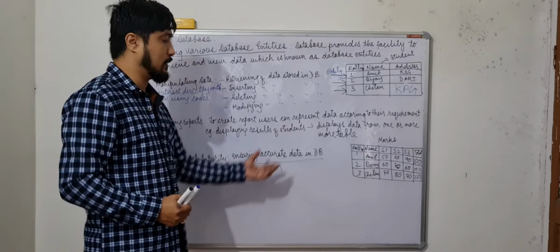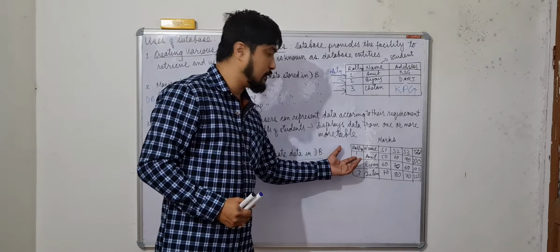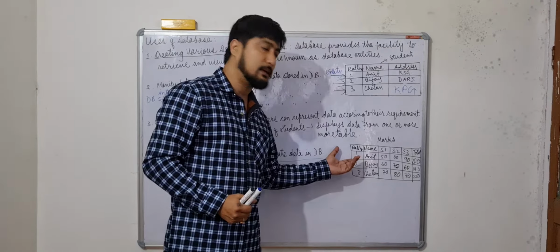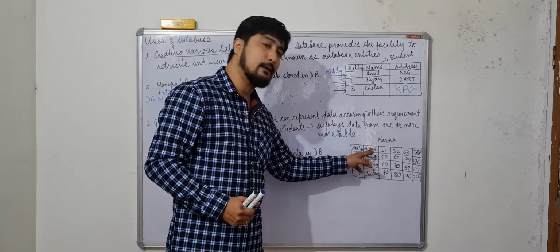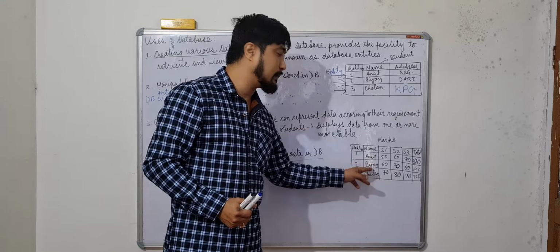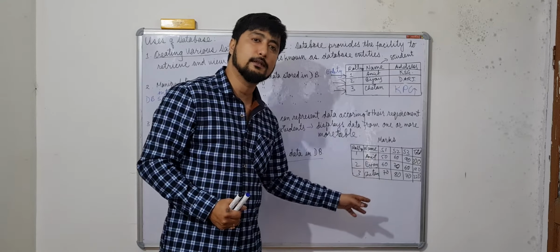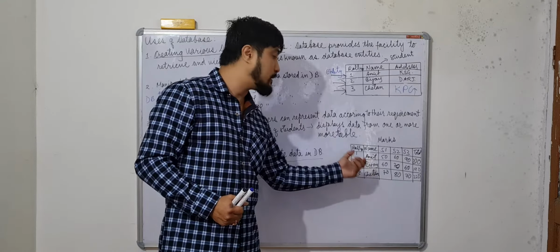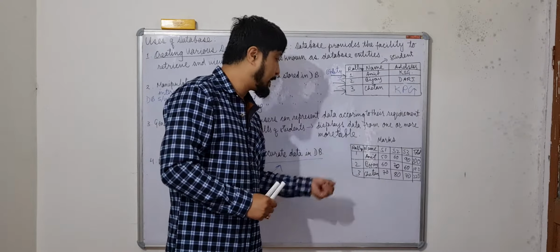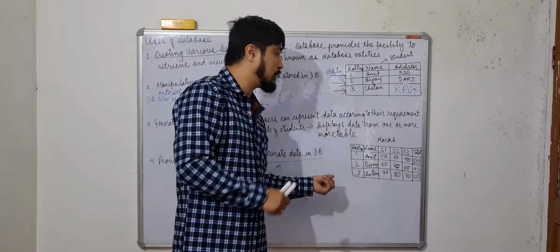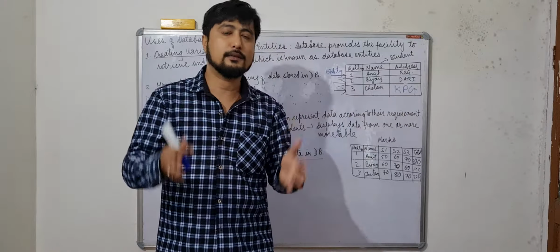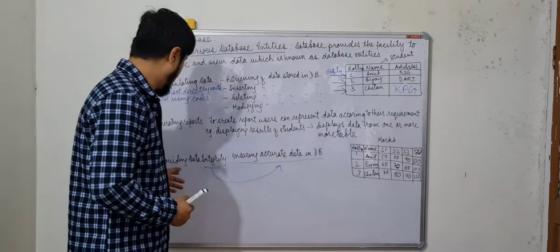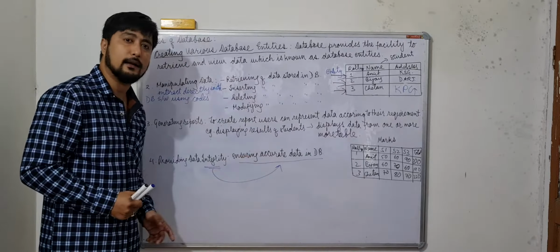Accurate data means what? In the roll number field we can store only numeric values, like 1, 2 and 3, and in the name field we can store only the name of a person or a student. That means ensuring accurate data. Inside the address field we can store only the address. This is called ensuring accurate data in the database.